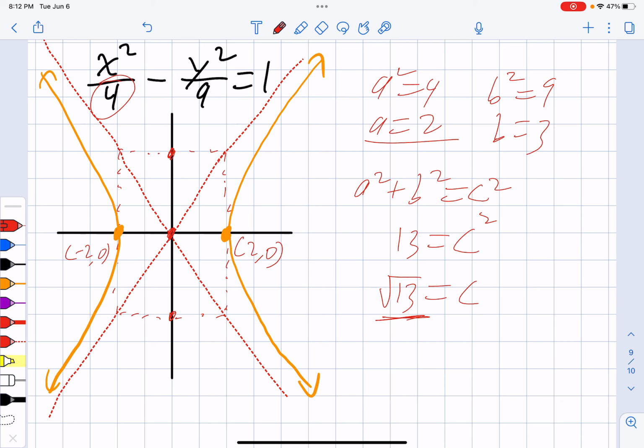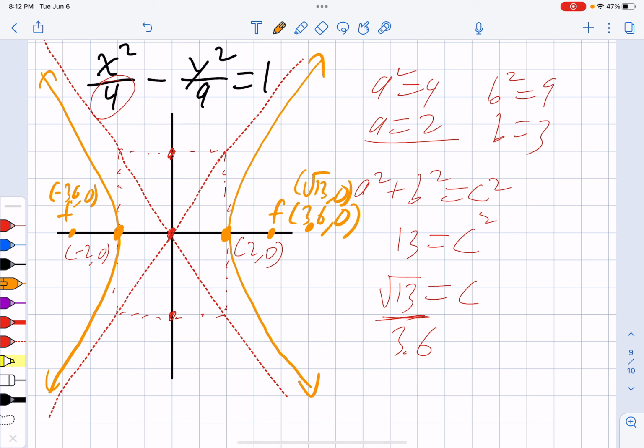So on your graph, I'm going 3.6 to the right, which is probably right around there. So that's going to be one of my foci, and then 3.6 to the left is another focus. So this one is going to be at -3.6, 0. This one's going to be at +3.6, 0. Or you could just use square root of 13, 0, or negative square root of 13, 0, if you want the exact value. Either one will be acceptable when you type it in.